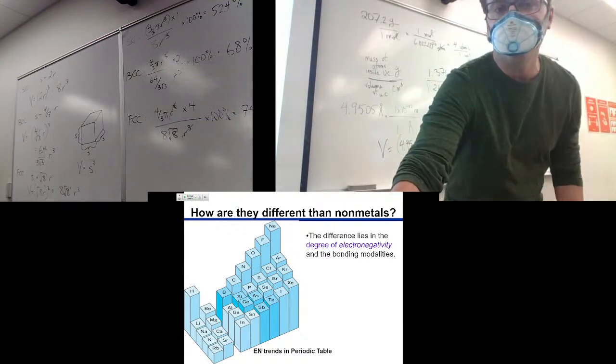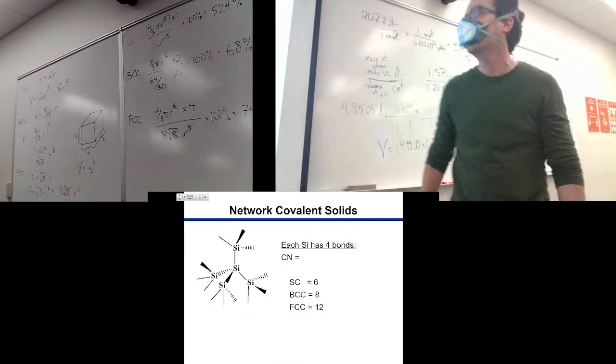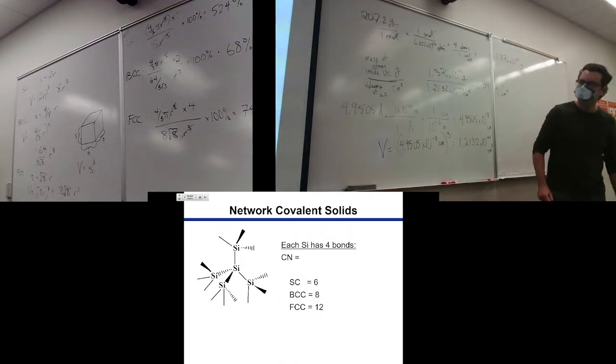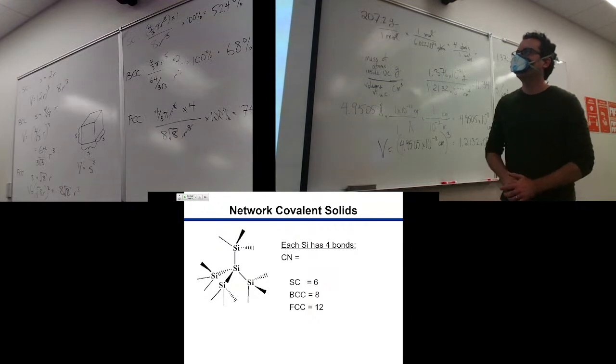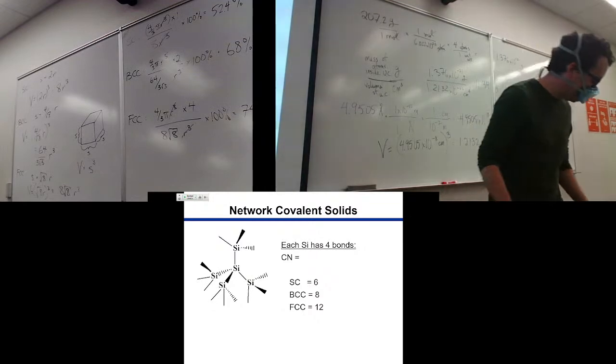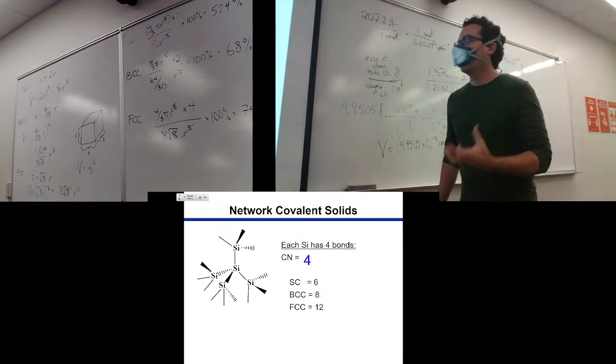Because they're in that middling electronegativity, they form this kind of covalent network. And so here's what silicon looks like. Silicon, like carbon, does 4 bonds. And so the coordination number of silicon is 4. And that's it, only 4.